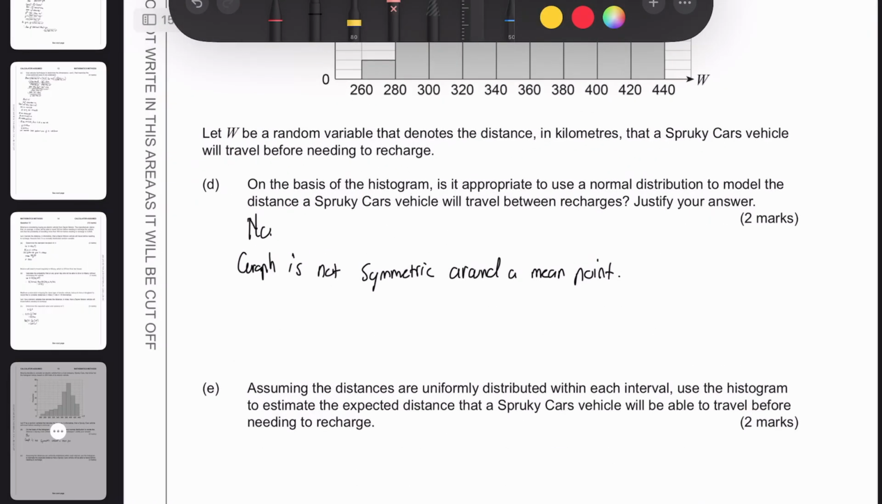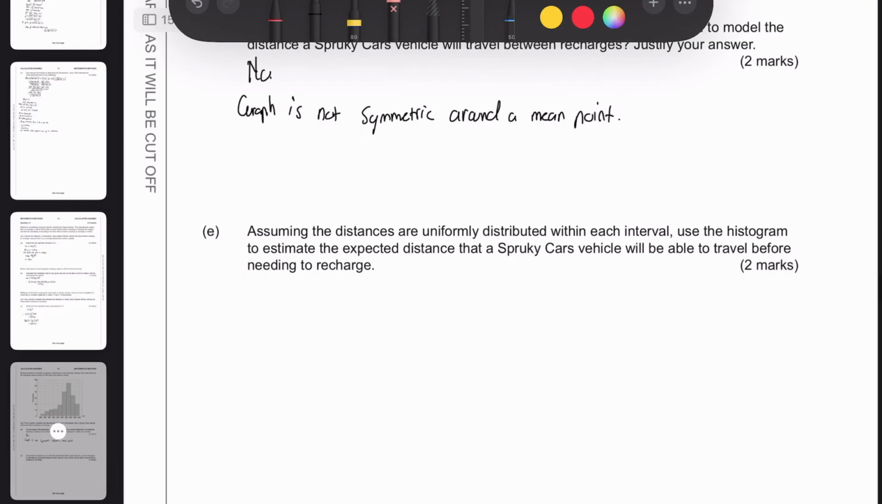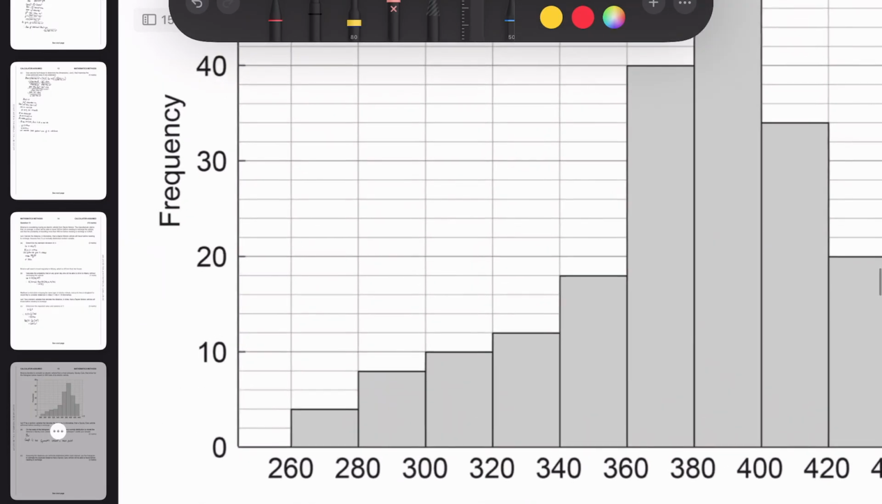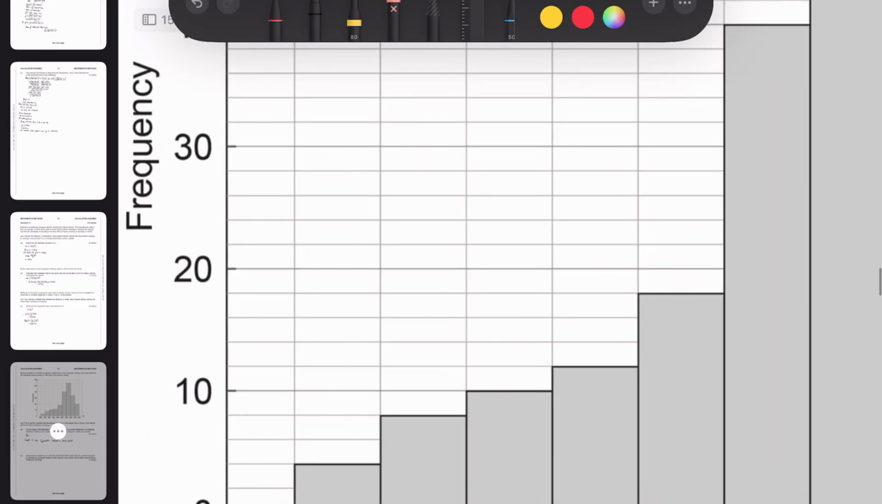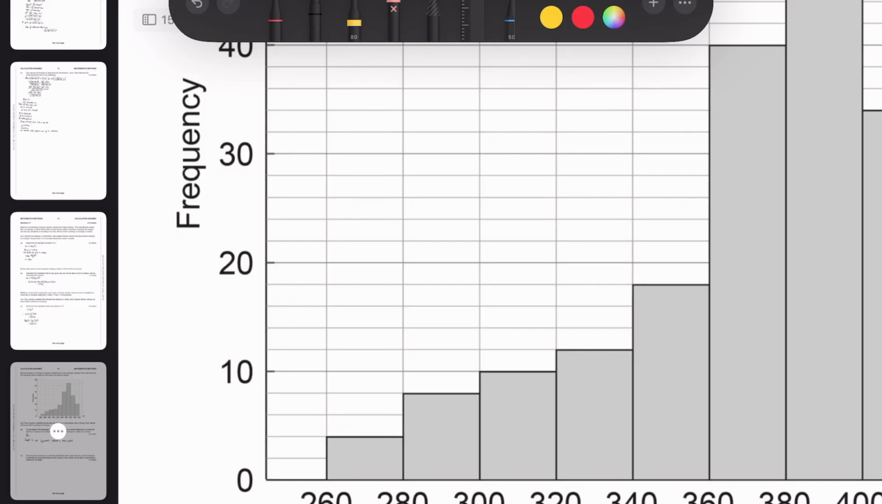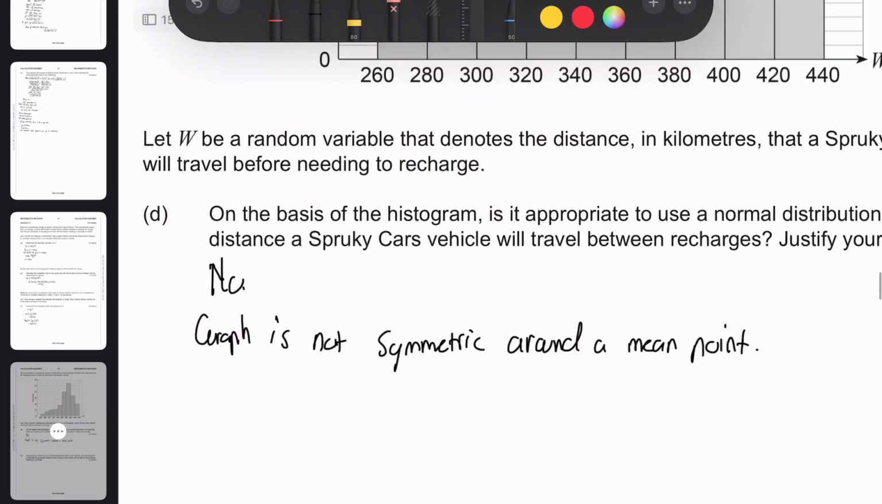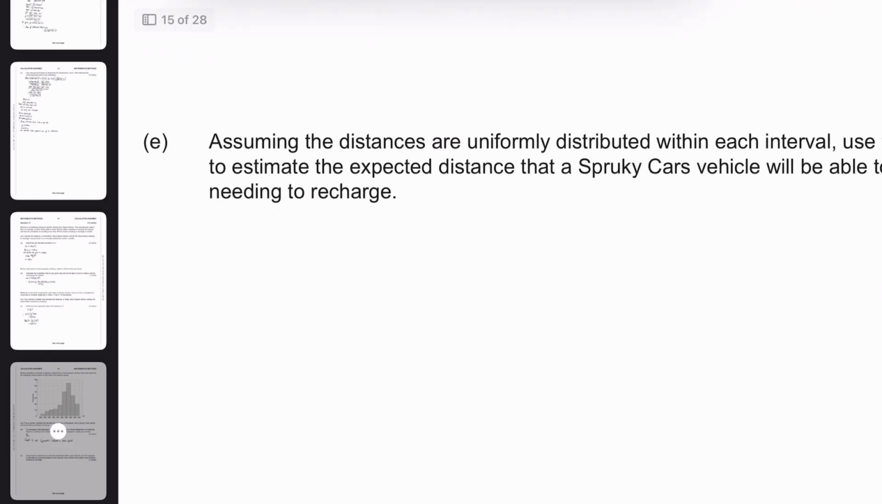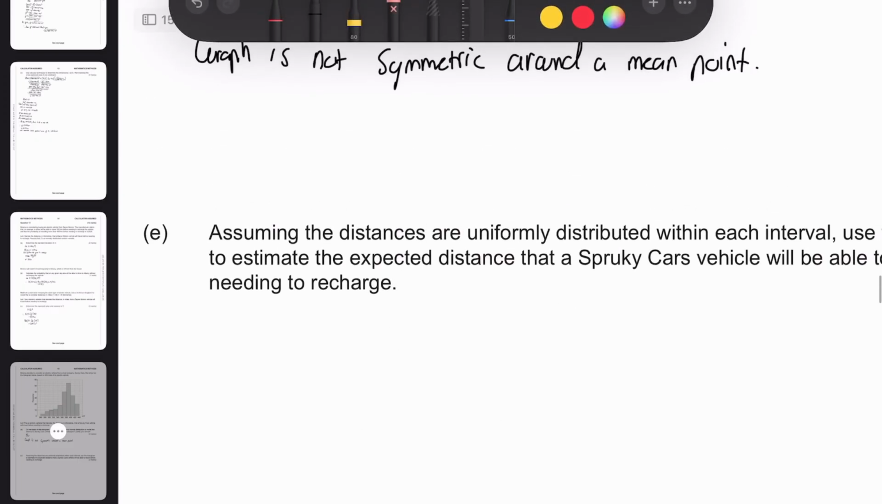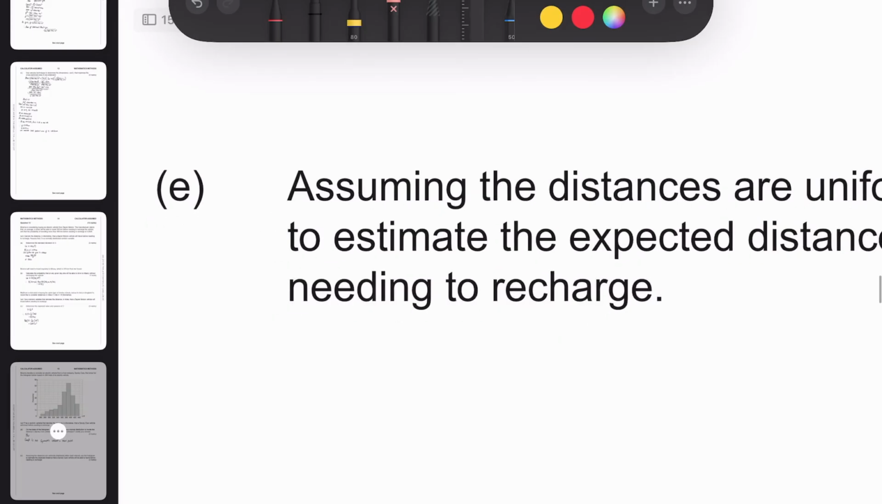Okay, assuming the distances are uniformly distributed within each interval, use the histogram to estimate the expected distance that a Spooky Car will be able to travel before needing to recharge. Oh my god. There's no way. Was this an exam? Man, I must be kicking myself if this was an exam. What? This is ridiculous. Okay, so we have to use the midpoint of every, I assume, yeah, uniformly distributed within each interval. So, okay, let's do this.